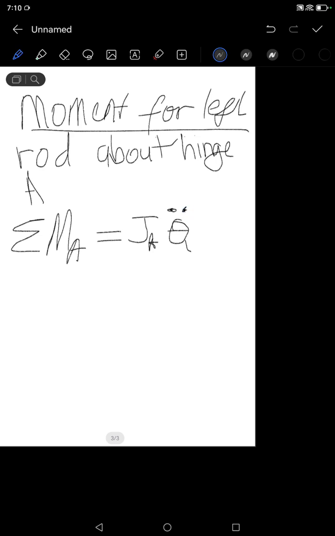And remember, the moment of inertia is going to be J equals to ML squared. So here we need all moments restoring or tending to return to equilibrium acting on the left rod about A. So we're going to start with the gravity. For small rotation theta 1, the tangential component of weight produces a restoring moment.